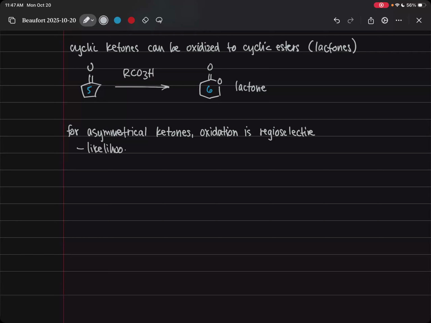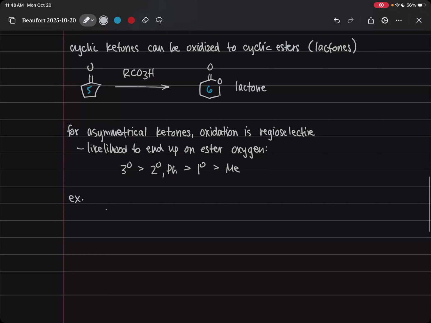So the likelihood to end up on the ester oxygen is as follows. It goes tertiary, then secondary. Secondary and phenyl are roughly the same. And then primary, and then methyl.